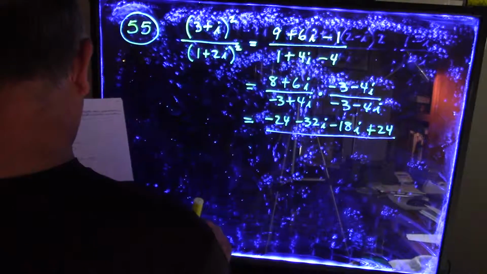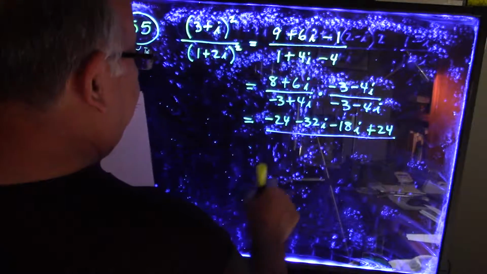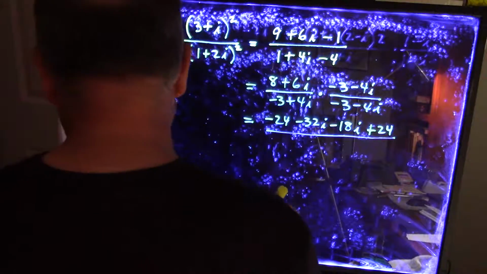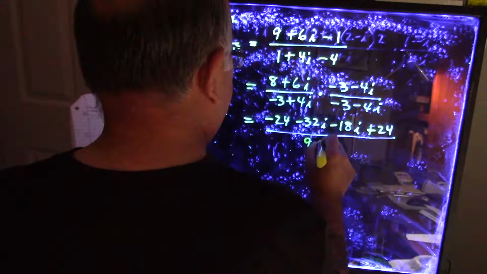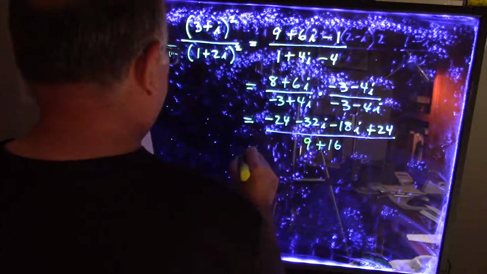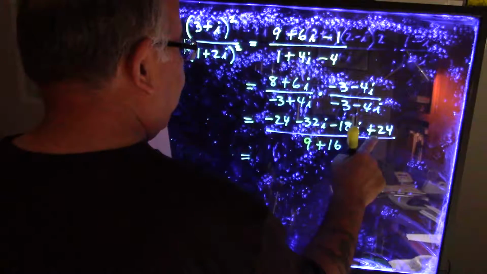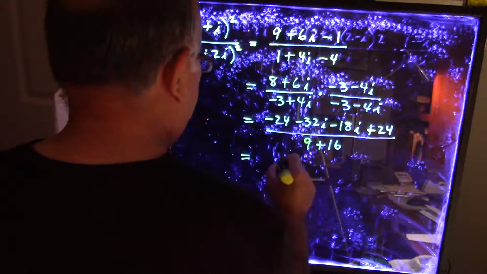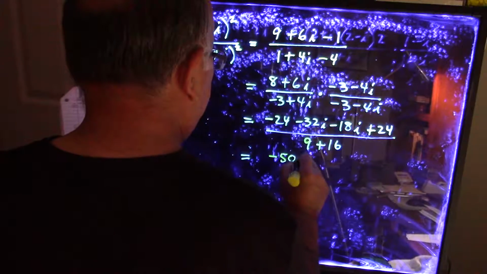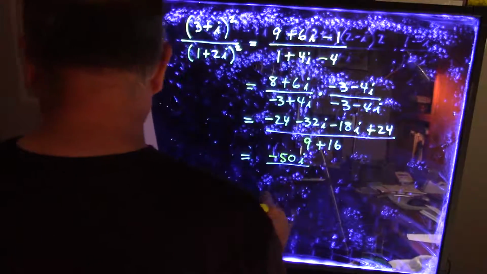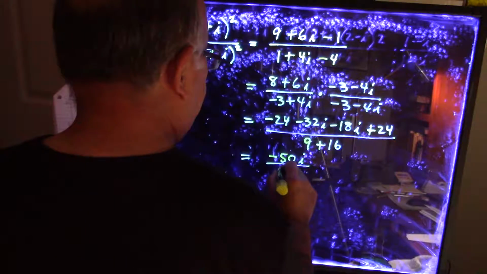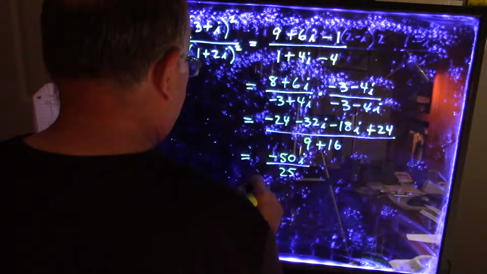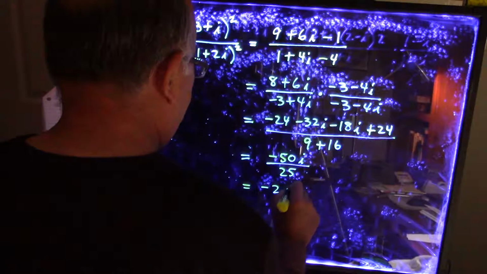And here you've got a negative 3 squared, that's a 9, and then minus a 4i squared, and that's going to be plus 16, 9 plus 16. So negative 24 plus 24 is 0. And we've got negative 32i minus 18i is negative 50i. And then over 9 plus 16 is 25. And 25 goes into negative 50 negative 2 times, so that's negative 2i.